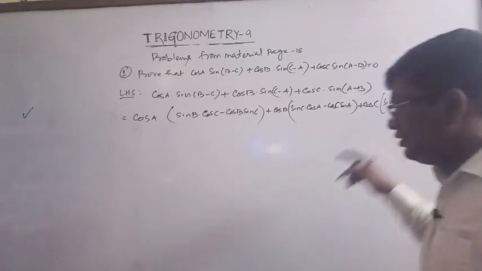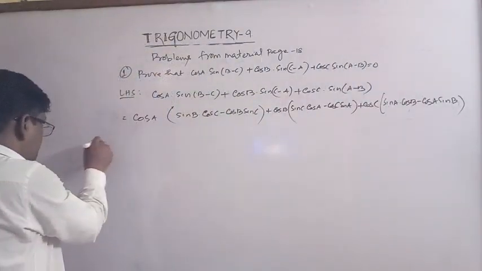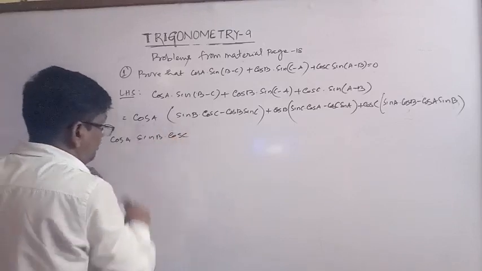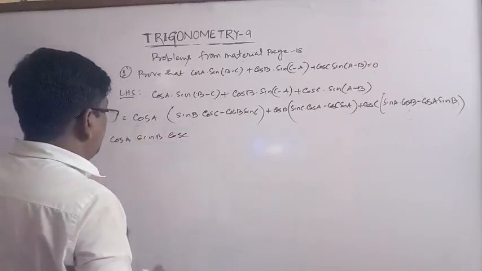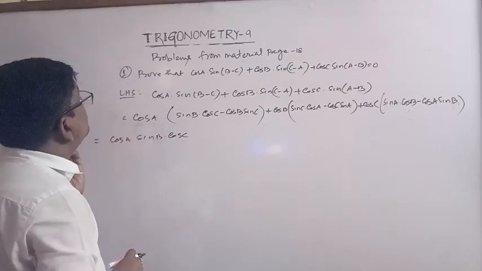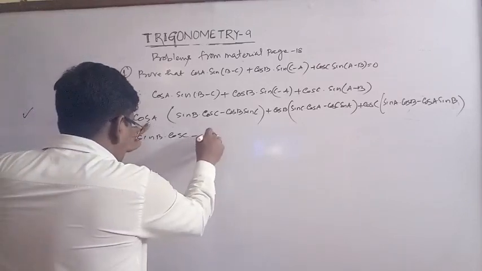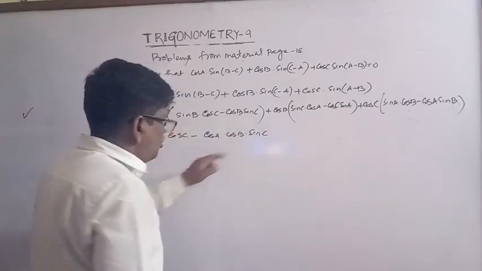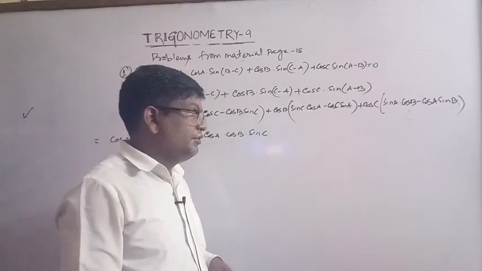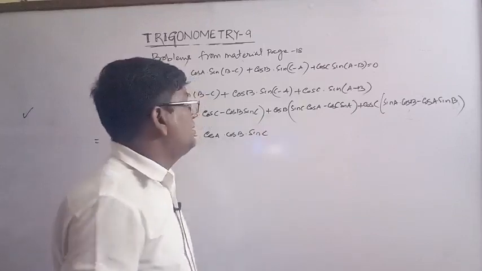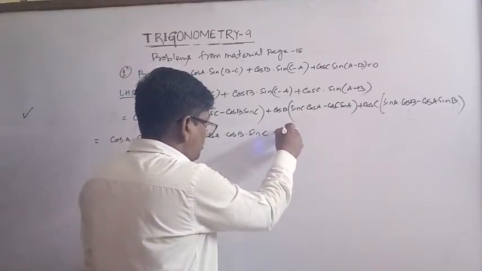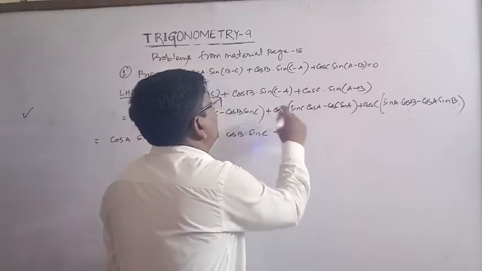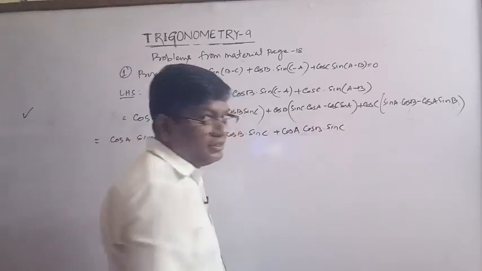Now multiply this. This is cos A sin B cos C, and arrange serially in A, B, C order, minus cos A cos B sin C. Here cos B, arrange according to serial ABC, so that we can easily identify the terms to cancel.